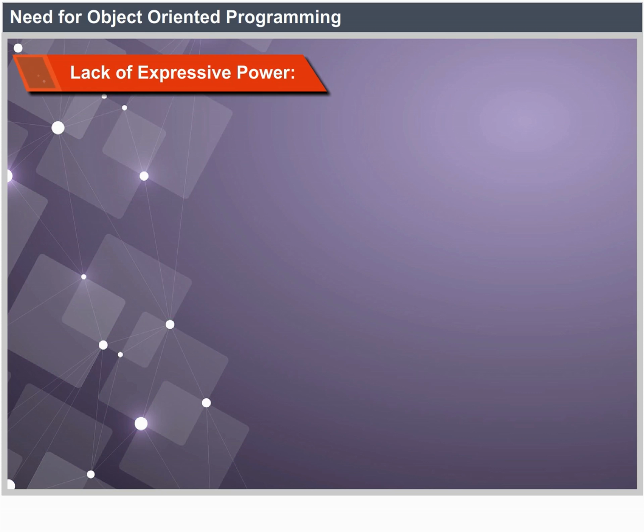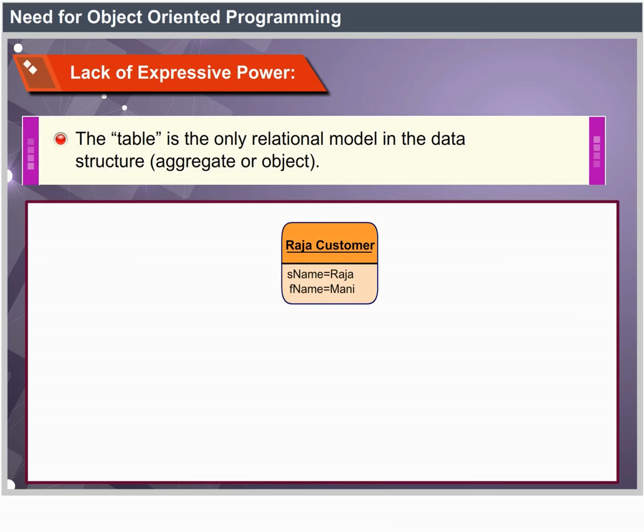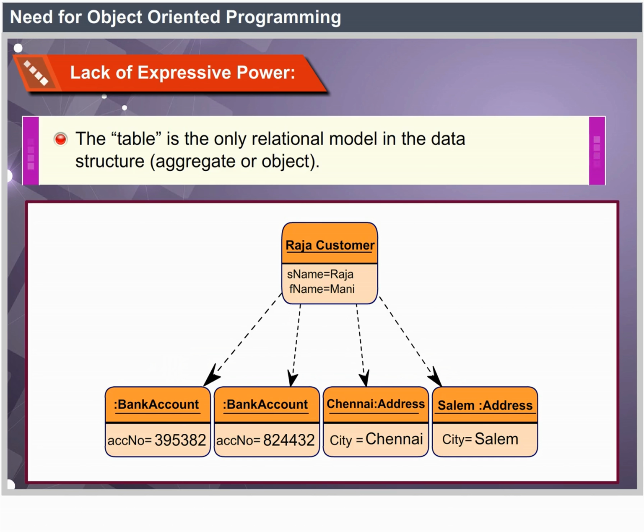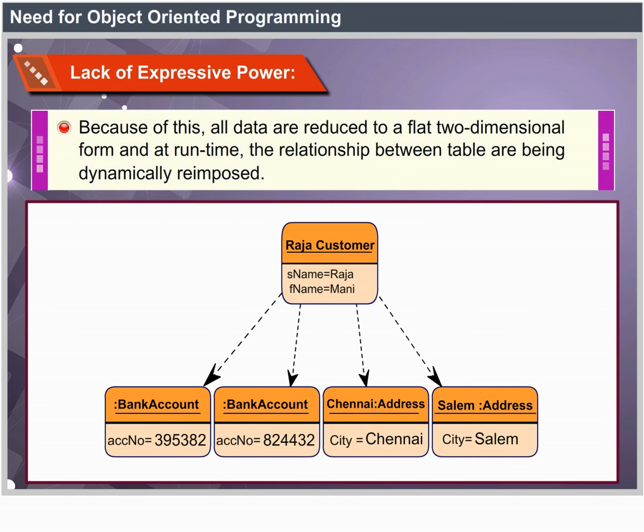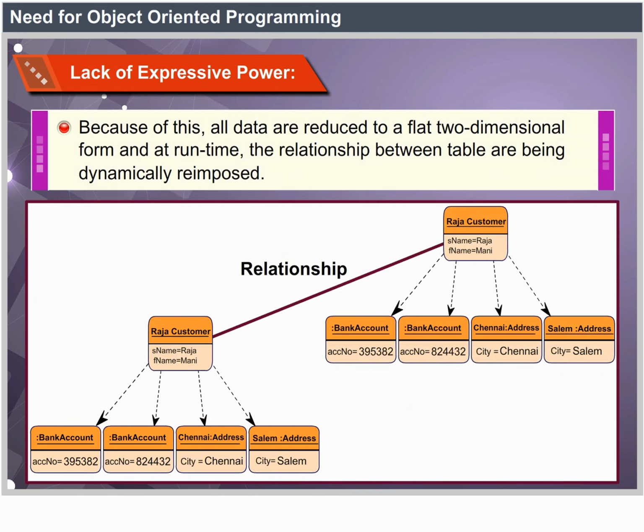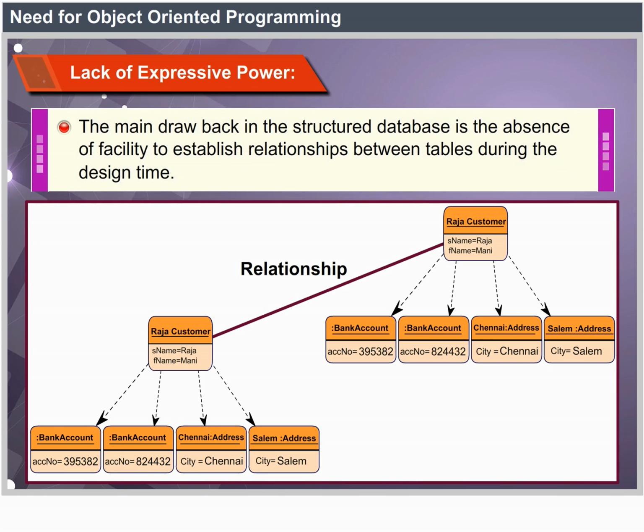Lack of expressive power. The only data structure, aggregate or object in the relational model is the table. This reduces all data to flat two-dimensional form, with relationships between tables being dynamically reimposed at runtime. The lack of a facility for establishing relationships between tables at design time is probably the main backward step from the structured database.